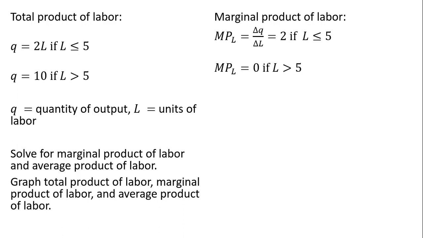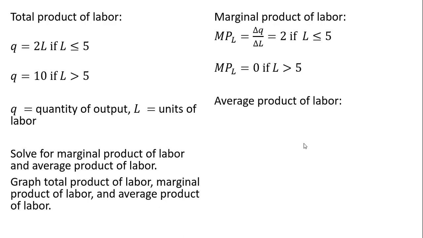The marginal product of labor for units of labor above 5, greater than 5, is going to be 0. So if we hire the 6th worker, output is 10. If we hire the 7th worker, output doesn't go up. It still equals 10. So the marginal product of labor is 0. The added output of hiring 1 more worker beyond 5 is 0.